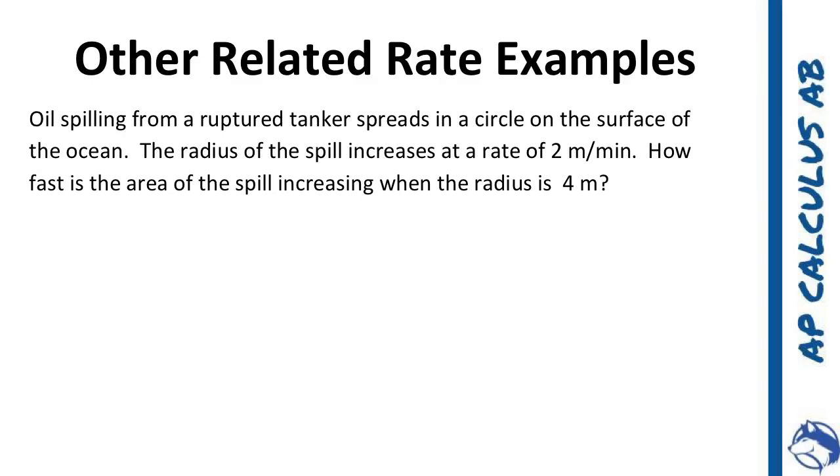So this related rate example uses oil spilling from a ruptured tanker that spreads in a circle on the surface of the ocean. The radius of the spill is increasing at a rate of 2 meters per minute. How fast is the area of the spill increasing when the radius is 4 meters?